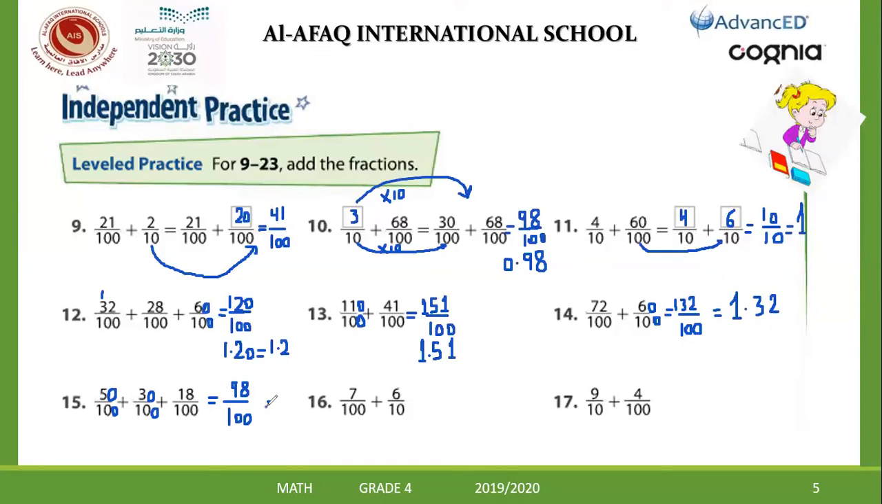As decimal form will be 0.98. Great. So if I have here 100 as a denominator, it means I have 2 digits in the decimal digits. What about number 16? Great. We are going to change 6 over 10 as a fraction with 100 in the denominator. So here, 6 over 10 will be 60 over 100.